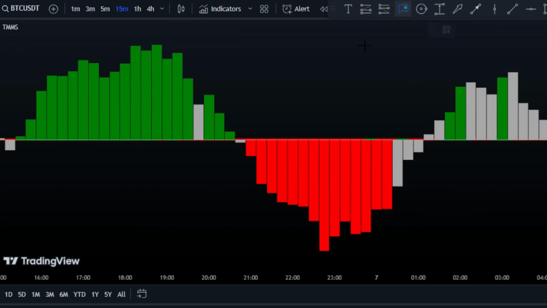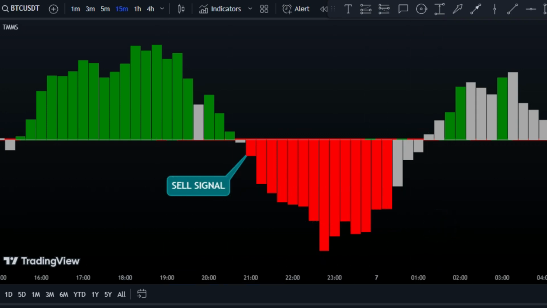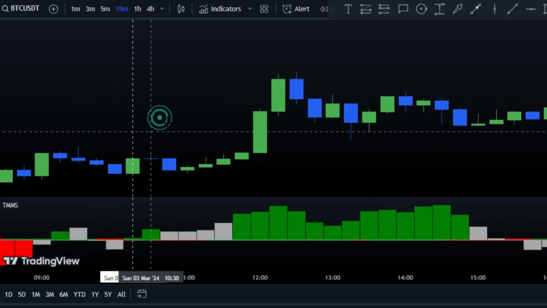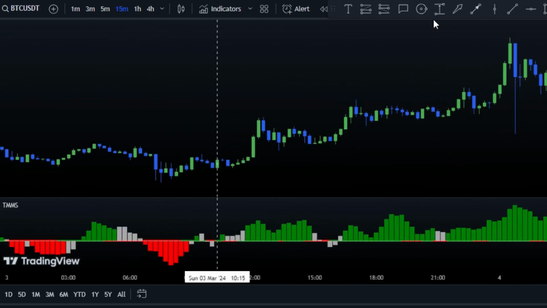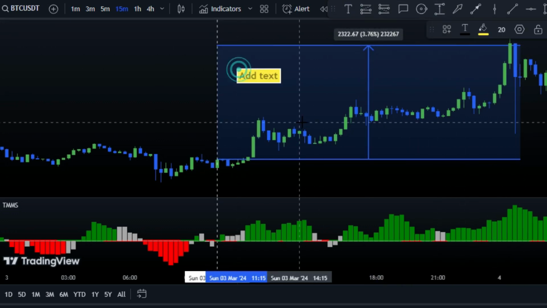Conversely, when you observe the first red histogram bar following a sequence of different colored bars, this generates a sell signal. This indicates a potential downward shift in market momentum, presenting an opportunity to capitalize on a short position or exit a long position. As you study the charts, notice how effectively the indicator's buy and sell signals correspond with favorable market movement. This visual representation highlights the potential of the TMMS indicator to guide your trading decisions and enhance your overall success.